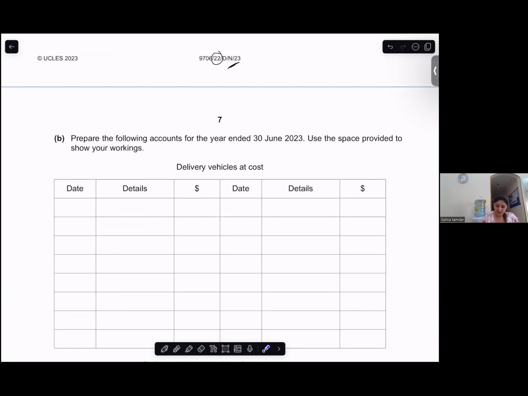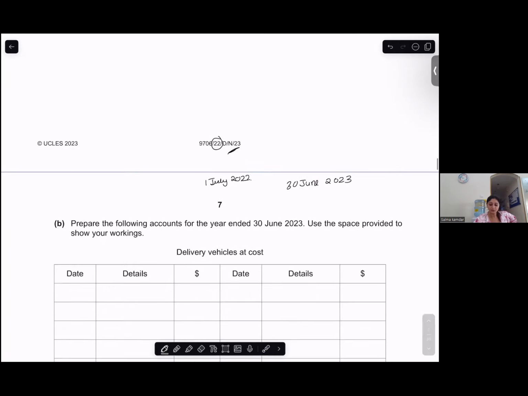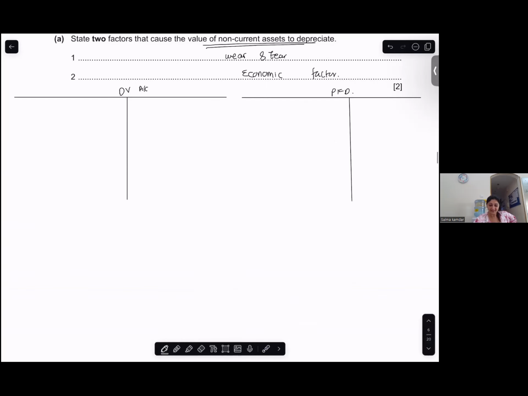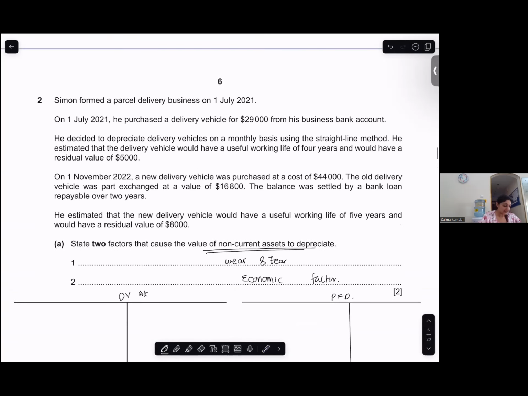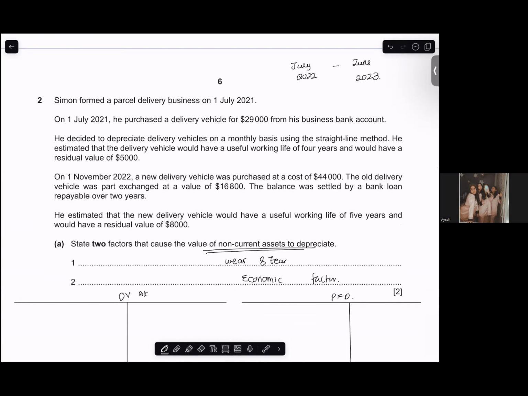Okay. So year starts when? 1st July 2022. So my year is going to start on 1st July 22 to 30th June 23. So I have to make an account from July 22 to June 23. Are you with me?